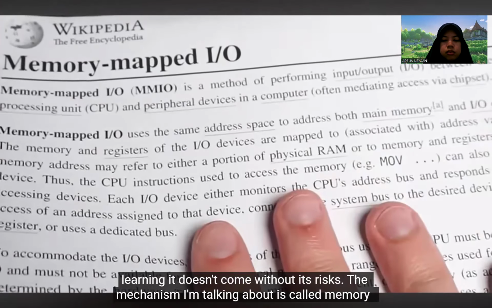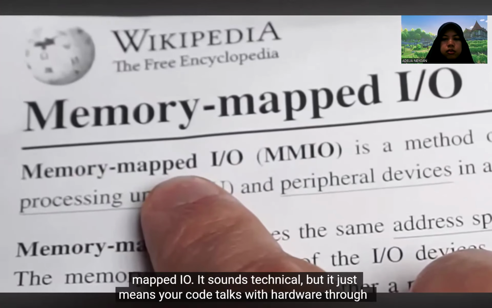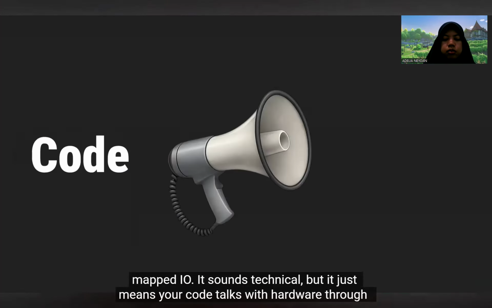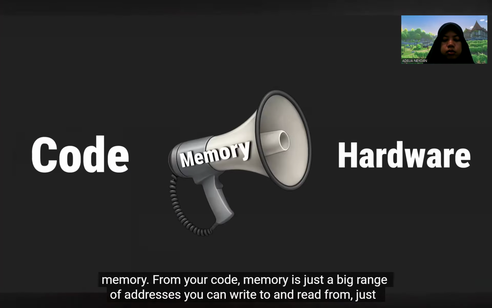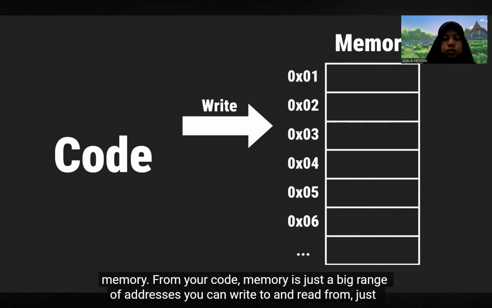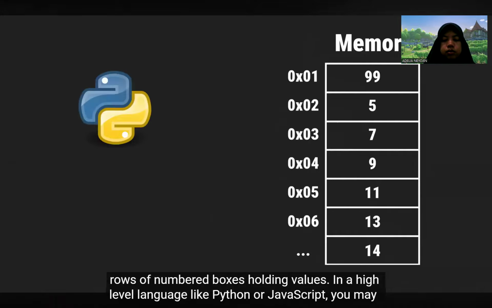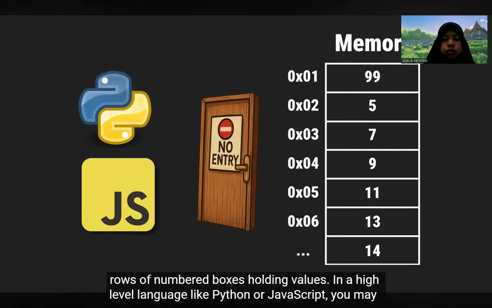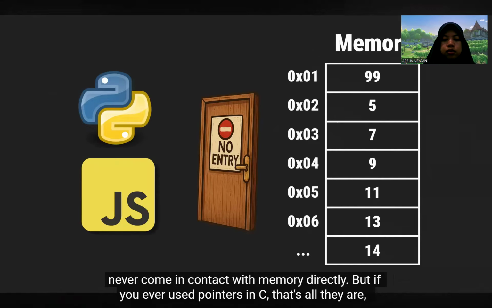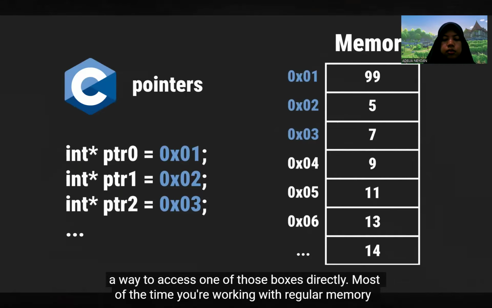The mechanism I'm talking about is called memory mapped IO. Sounds technical, but it just means your code talks with hardware through memory. From your code, memory is just a big range of addresses you can write to and read from, just rows of numbered boxes holding values. In a high-level language like Python or JavaScript, you may never come in contact with memory directly. But if you ever use pointers in C, that's all they are, a way to access one of those boxes directly.